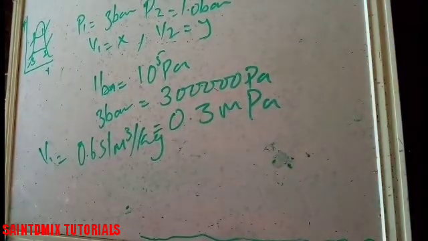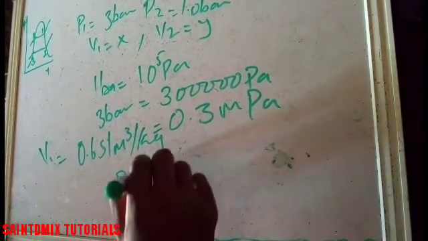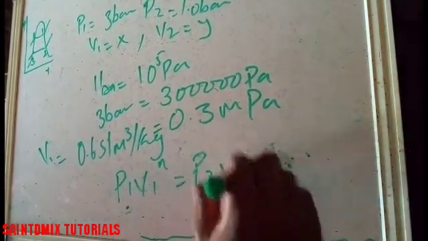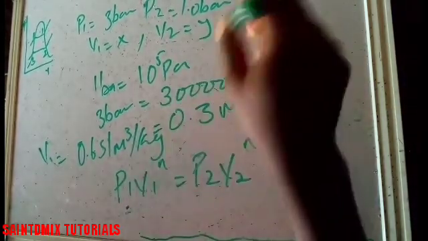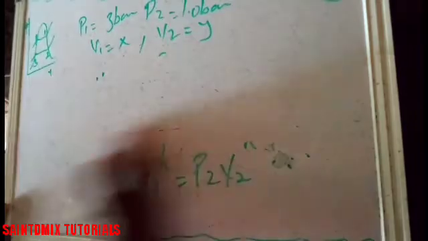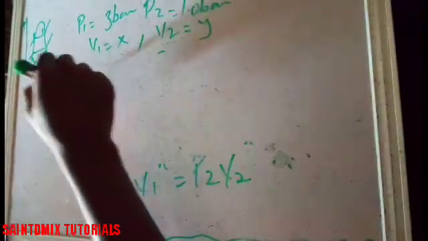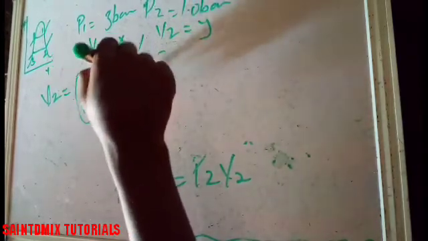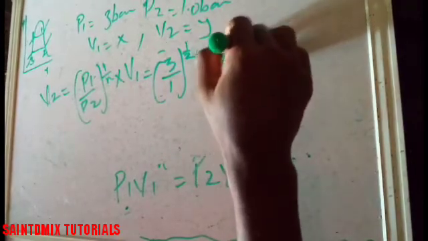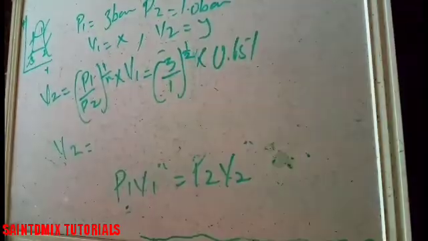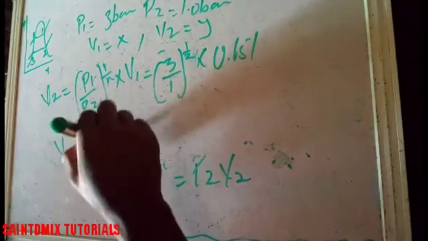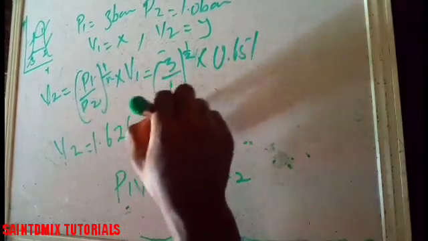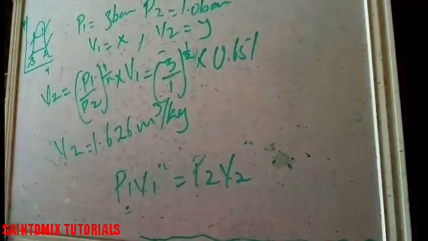So now to get our V2, we use this formula, P1 V1 to the N equals P2 V2 to the N, making V2 the subject of formula. We have V2 equals P1 over P2 raised to 1 over N, multiplied by V1, which gives us 3 over 1 raised to power 1 over 1.2 times 0.651. Our V2 becomes 1.626 meter cube per kilogram. So we've got our V2 already.